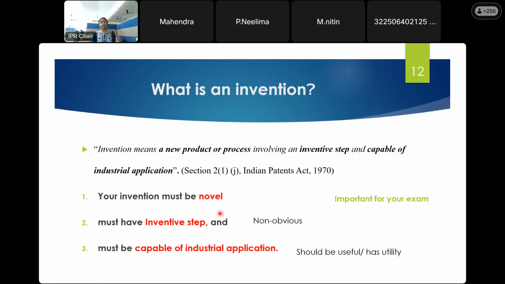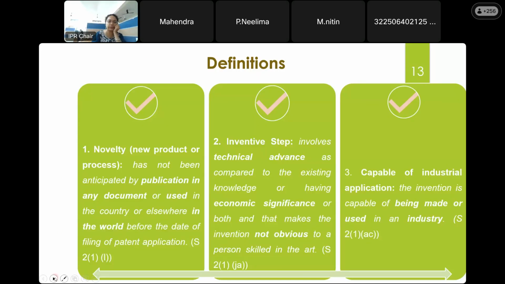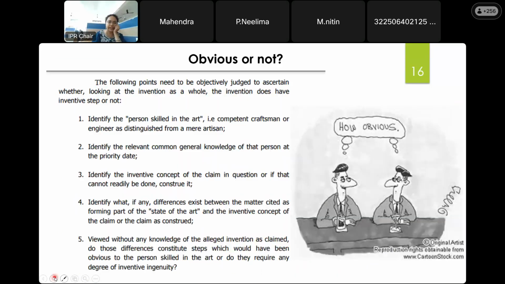So when I give you the question, what is the patentability criteria? Then I will list all these three. Then you have to say, yeah, that is the one. Okay. It's called patentability criteria. Now let's go to this one.